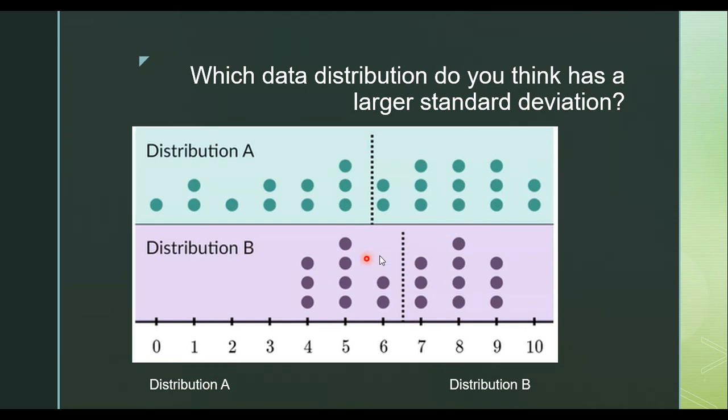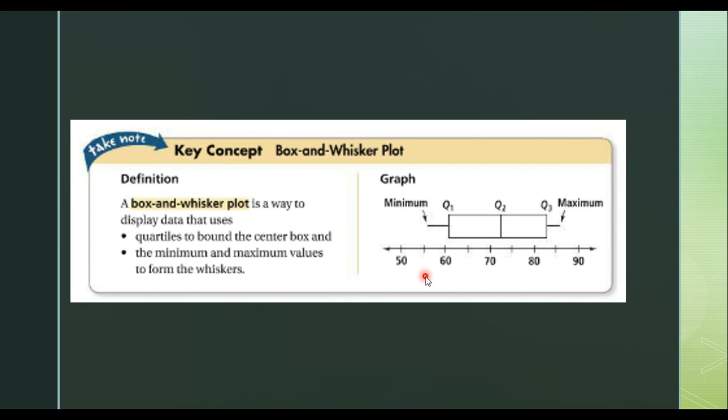Yeah, we can easily see that distribution B is more clustered together, meaning that it would have a lower standard deviation. Therefore, distribution A has a higher or larger standard deviation, because we can see from this graph that it's more spread out, that the data is not hanging close to that mean value, that dashed line.